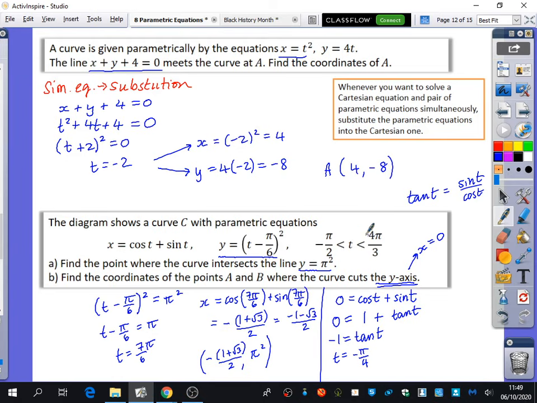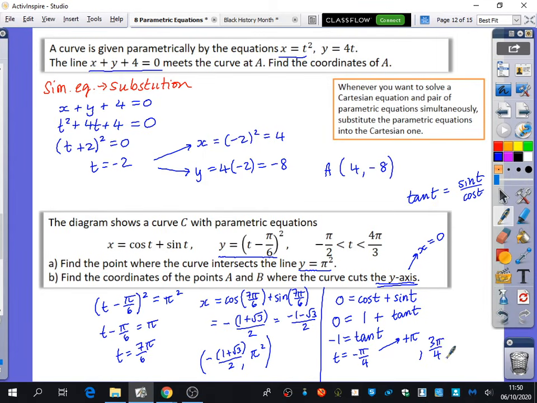Is that in the range? Yes, it is in the range, isn't it? It is in the range, minus pi over 4. What do you do with tan to find the next solution? Plus 180, or plus pi. 180 is pi, so instead of adding 180, you can add pi to minus pi over 4. What happens if you add pi to minus pi over 4? No calculator needed. 3 pi over 4.